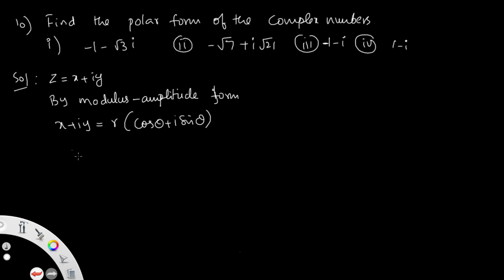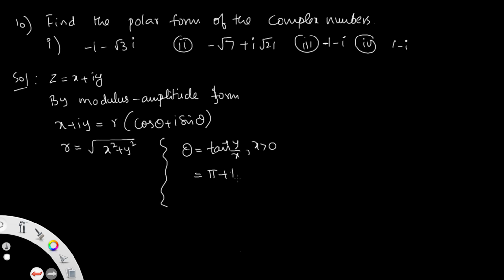Here r is the modulus of z, that is root over x square plus y square. And theta is tan inverse of y by x if x is positive, and pi plus tan inverse of y by x if x is less than 0. This formula must be known for every problem. So for the first problem, minus 1 minus root 3i.